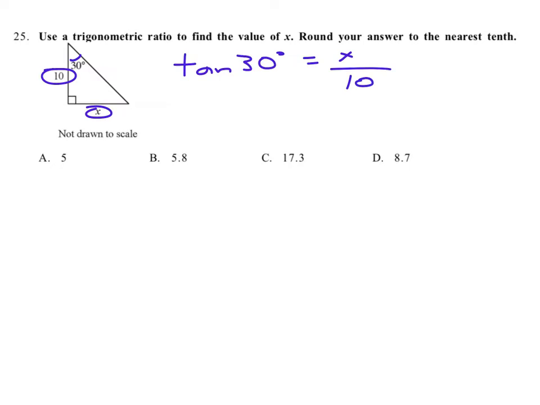And of course, multiplying both sides by 10, you see that those cancel out there. That's the point of it, leaving you just with x over here, and x is equal to 10 times the tangent of 30 degrees. So you can type that in your calculator. 10 times tangent of 30 degrees, close your parentheses, and you get 5.77, or if you're rounding it, 5.8. Let's keep going. Hopefully you're getting the hang of how to set these up.